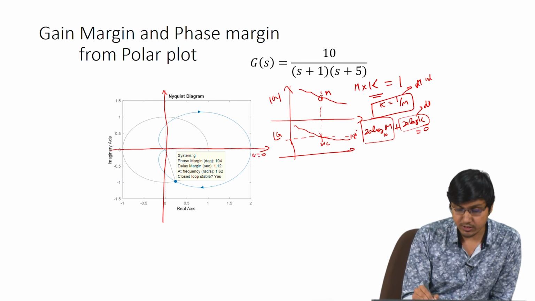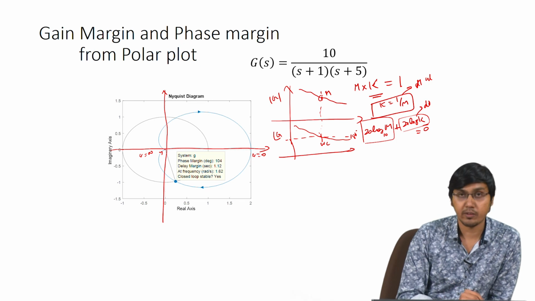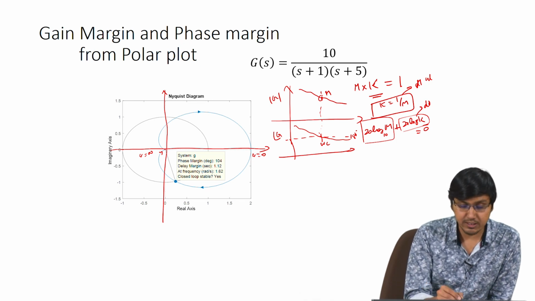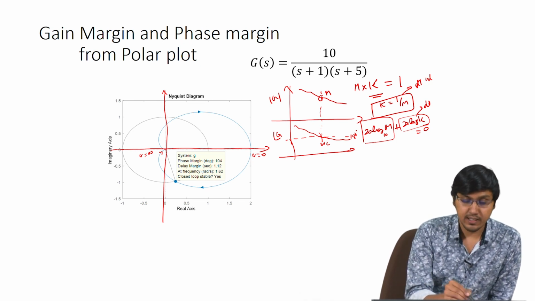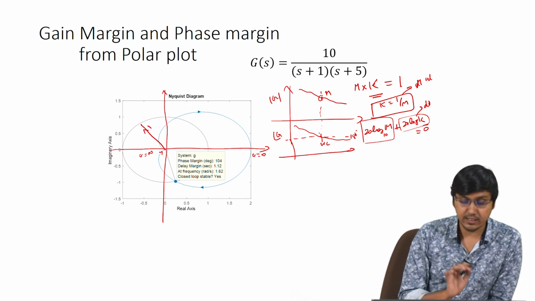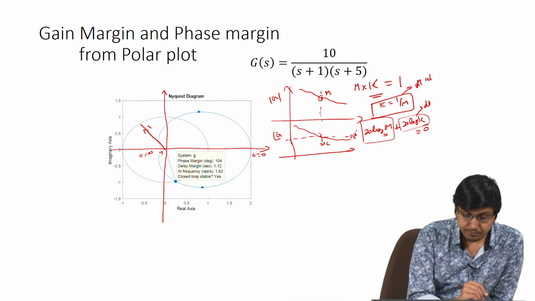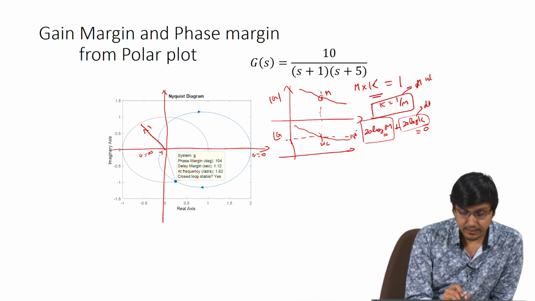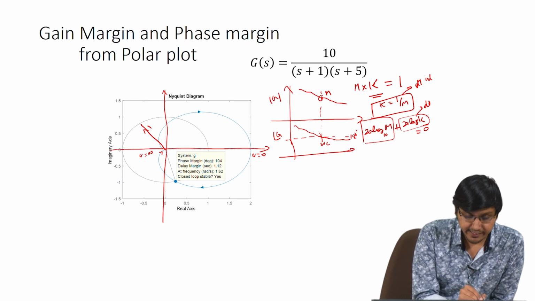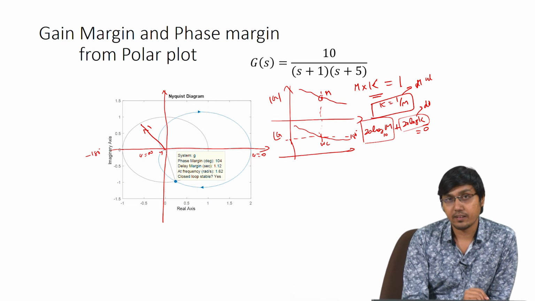So, this is omega equal to 0 and this is the omega equal to infinity point. So, basically what happens, you draw a circle of radius 1, okay, that is the first thing you do, and the next thing you can do is look at minus 180 degree. So, at minus 180 degree what was the gain?